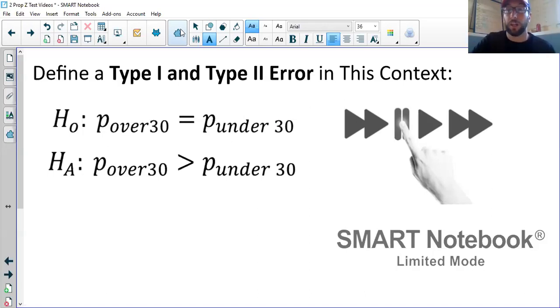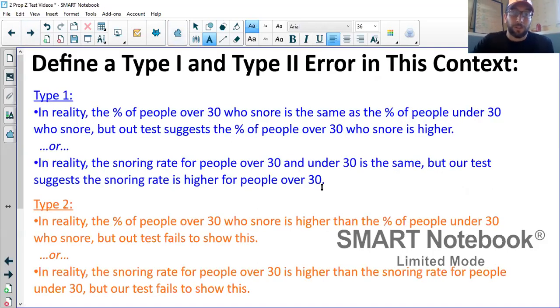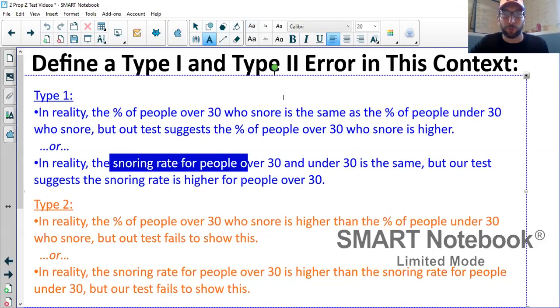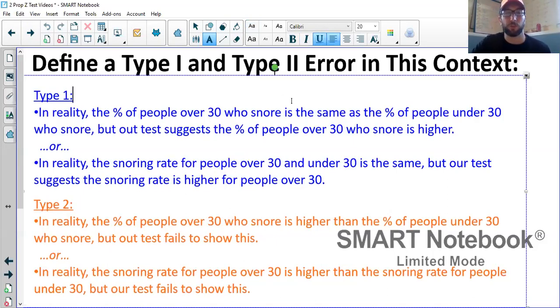Take a minute, pause it, and I want you to try to write up what a type 1 and a type 2 error would be in this context. No consequences here because we don't have any information about that. Pause. See how you did? I've just written them in two different wordings, talking about the percent of people over 30 who snore, or the snoring rate. Whichever one works for you. And so there we've got our type 1 and type 2 errors.